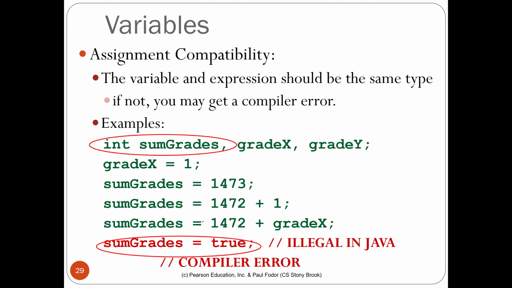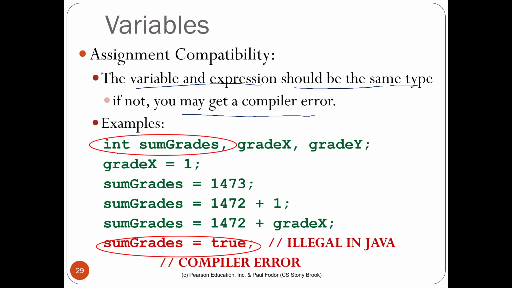Okay, so now let's look at one more interesting thing, which is about variable compatibility. When you are making an assignment, the variable that you have on the left hand side should be compatible with the value that you have in the expression. If there is a compatibility issue, then you'll get a compiler error. So let's look at the example. Assignment compatibility: the variable and expression should be of the same type. If not, you may get a compiler error.